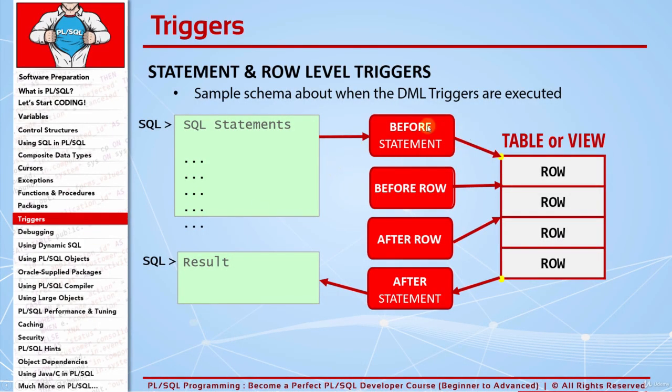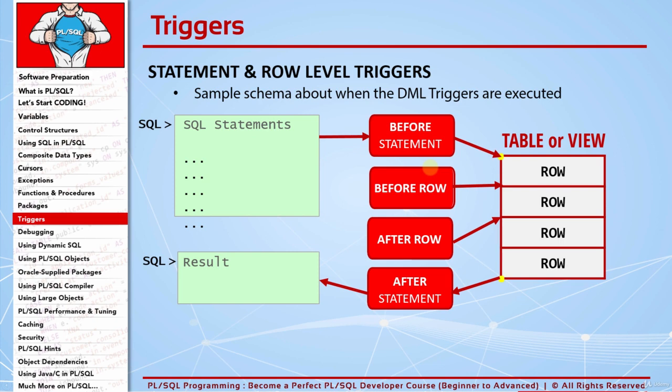This is our sample schema about the statement level and row level triggers. By the way, a table or view can have both statement and row level triggers together, but they must be different triggers. You cannot make them in one trigger without the compound triggers. Do not get confused about that. I will explain them all one by one. Okay, now let me explain how the statement level and row level triggers work.